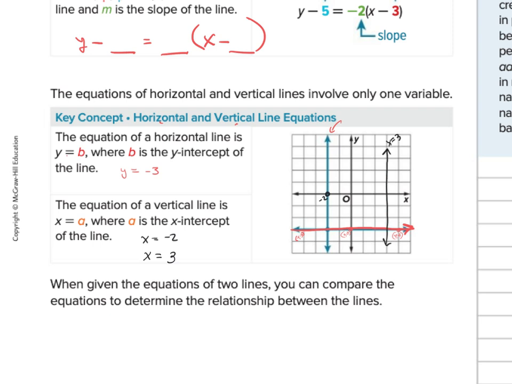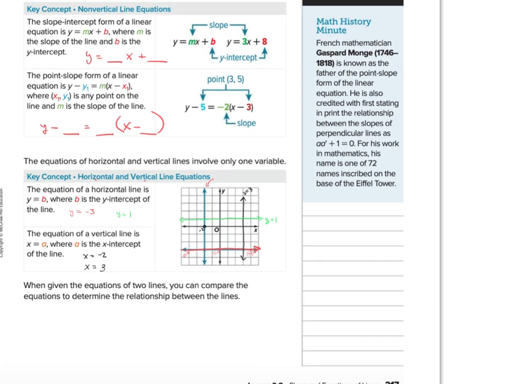X equals 3. And all of my vertical lines are parallel. They have the same slope. If I plugged in another line and said y equals, we'll go with 1, right here, this is y equals 1, then that horizontal line would be parallel to my other horizontal line. So being able to work with that.